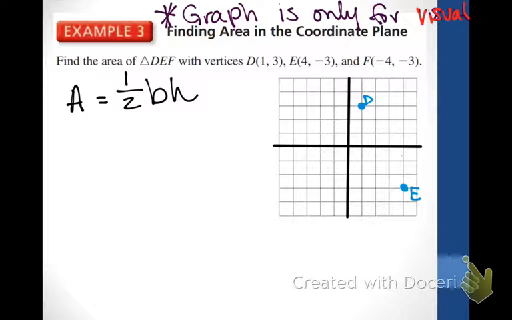And then F is negative 4, negative 3. So negative 4, that means I go to the left. To the left. 1, 2, 3, 4. Down 1, 2, 3. All right, so what shape am I dealing with here? Triangle. So I'm going to connect my dots.